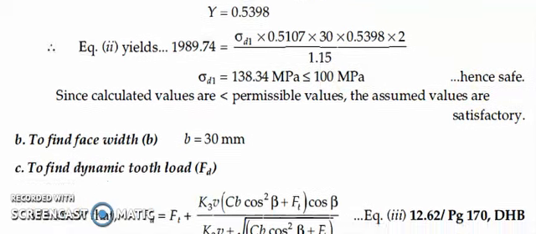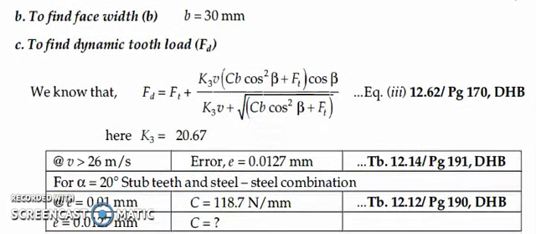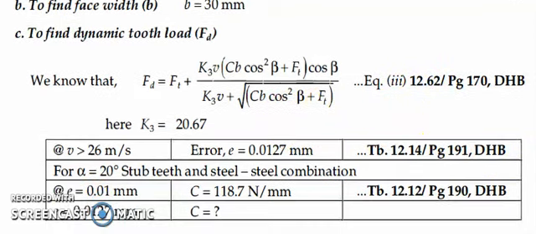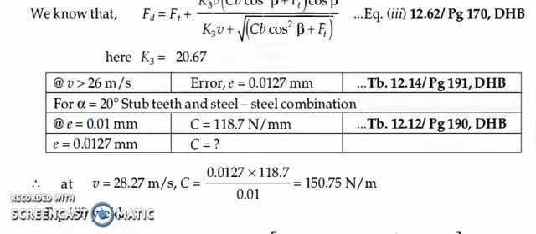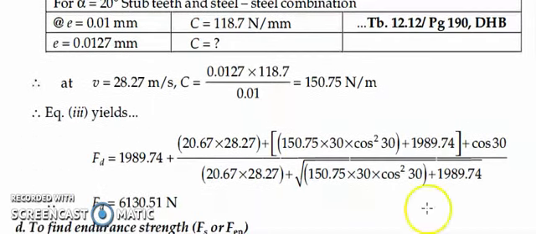Then next we can go for the FD, that is dynamic tooth load. Dynamic tooth load FD is equal to FT plus K3V. This equation we can take from data book, and just below that data book all the values are given. Using these values we can find the value of FD. Okay, FD is equal to 6130.51 Newton.